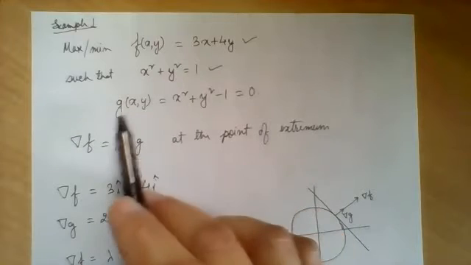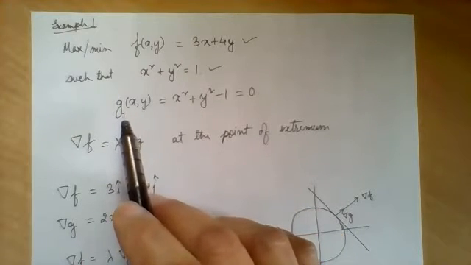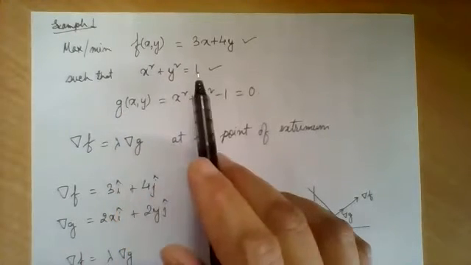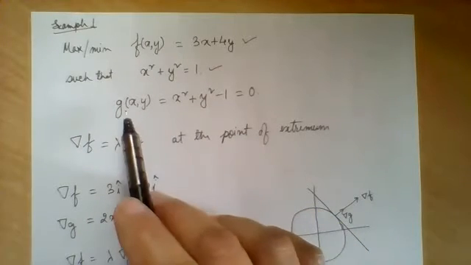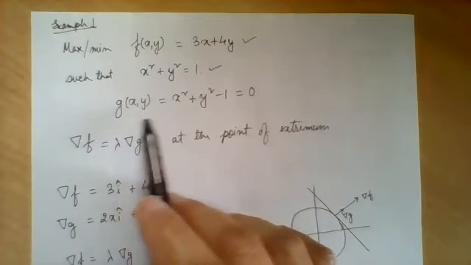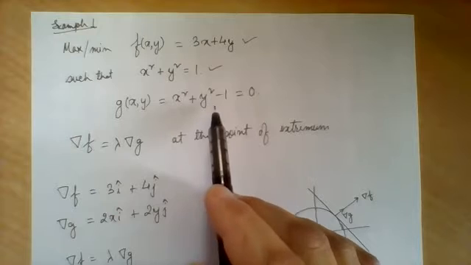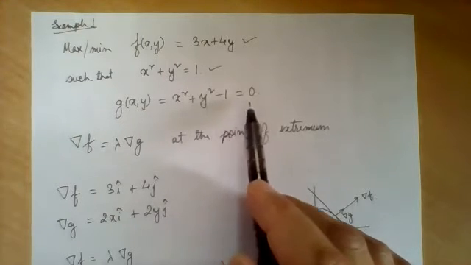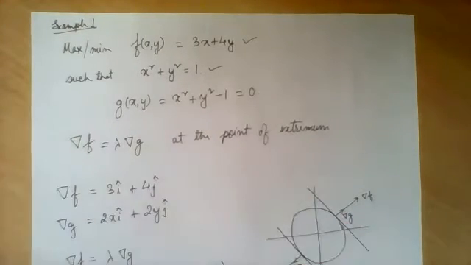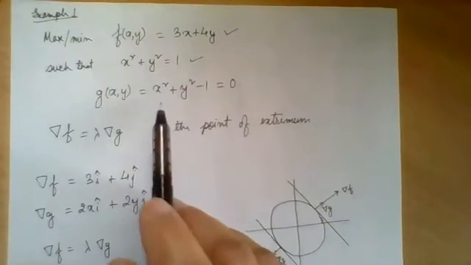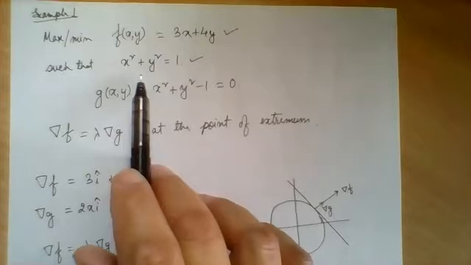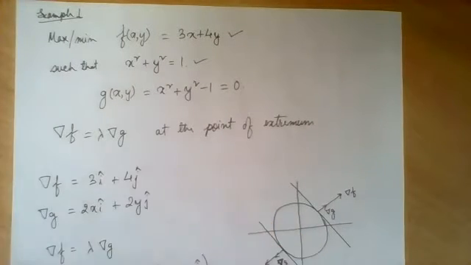Now the constraint is g. So for g equal to 0, we take the right-hand side to the left-hand side with a minus sign. So what do you get? g of x, y equal to x squared plus y squared minus 1. So this is g, and g equal to 0 is the constraint. So the constraint equation is x squared plus y squared equal to 1.